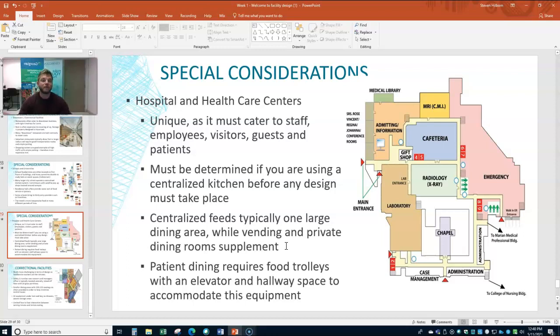So you'll have food having to go to a bunch of individual rooms, as well as food being served in a cafeteria area. So they'll have to be separate from each other.